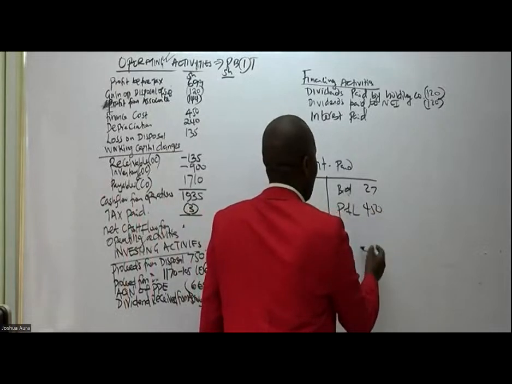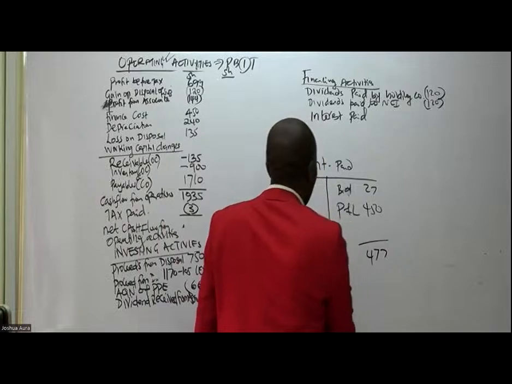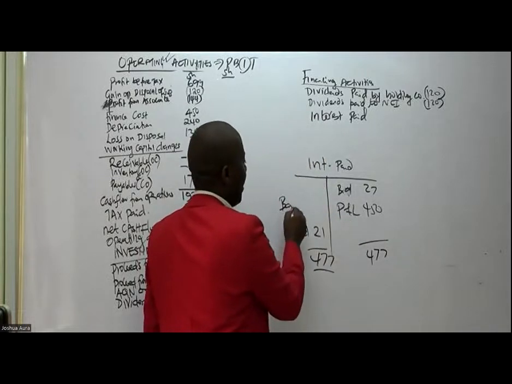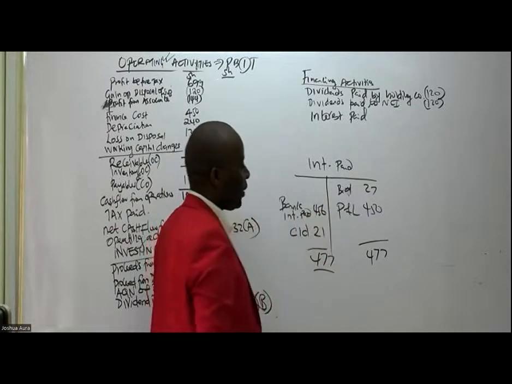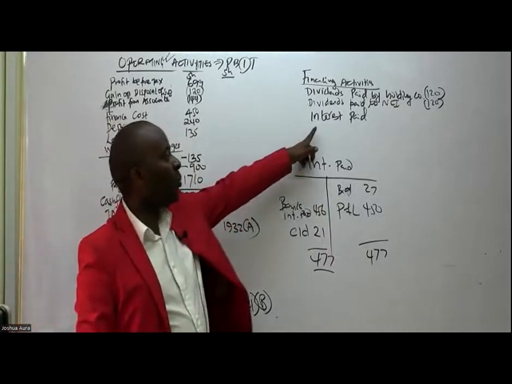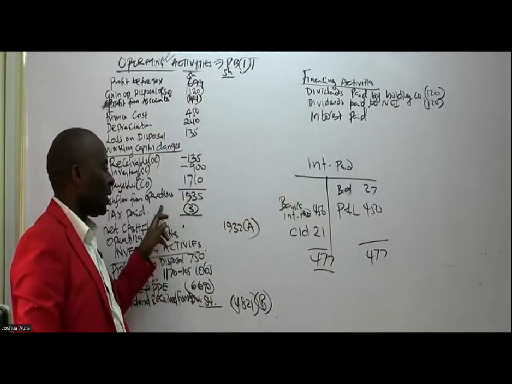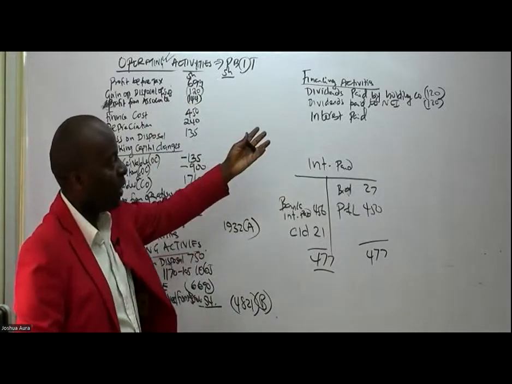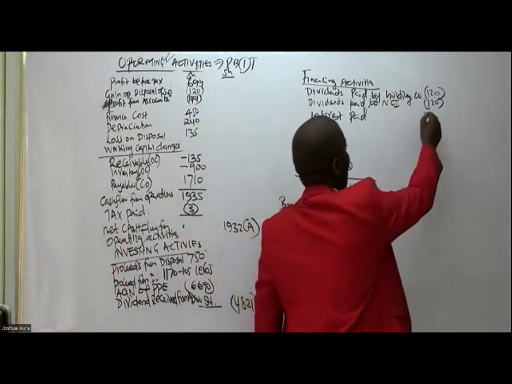So then the balancing figure, which will be 477 here and 477 there, is the bank, as interest paid. Interest paid, which you're telling me is 456. Remember, most books say we bring interest paid here with tax, but you can also put it there as a financing activity. So interest paid was 456.